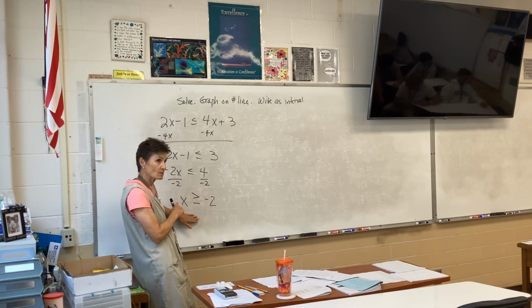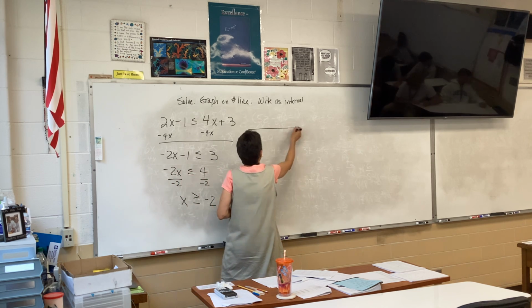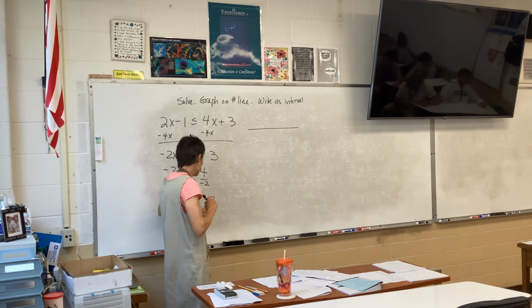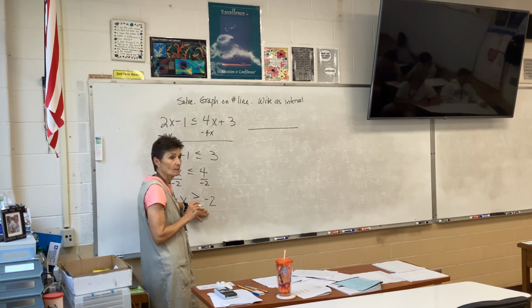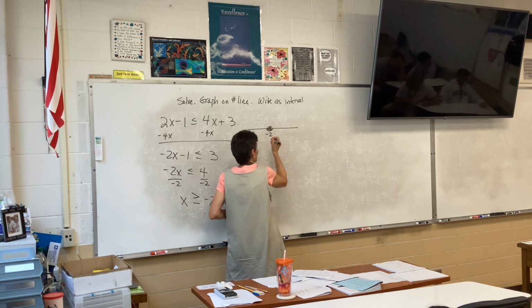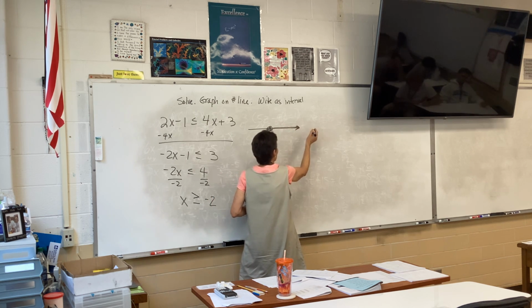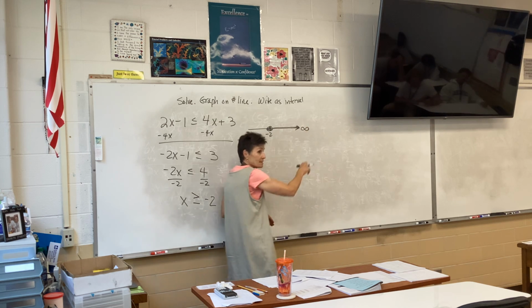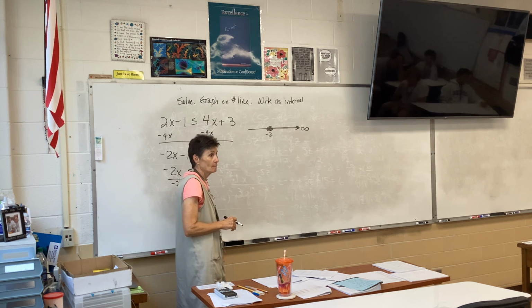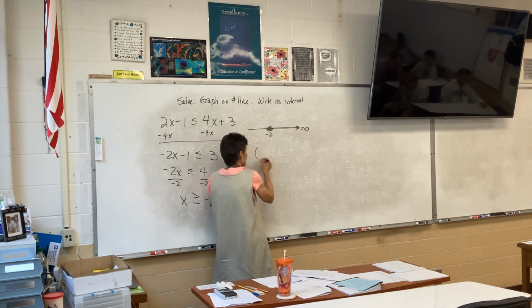Are we okay with that solution? What's that going to look like on a number line? That right there, what does it look like? It's anything greater than, a closed dot at -2 to infinity, shaded this way, which is, by the way, the positive infinity way. You don't have to write that down, but I did, because now I'm going to write an interval.